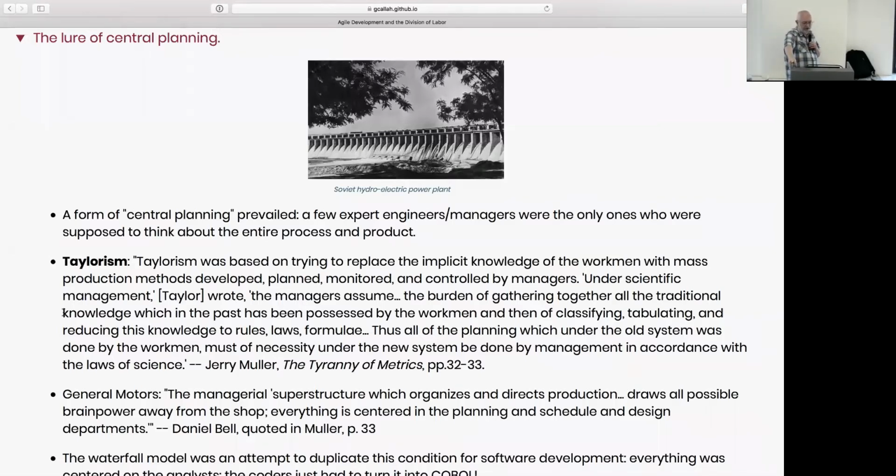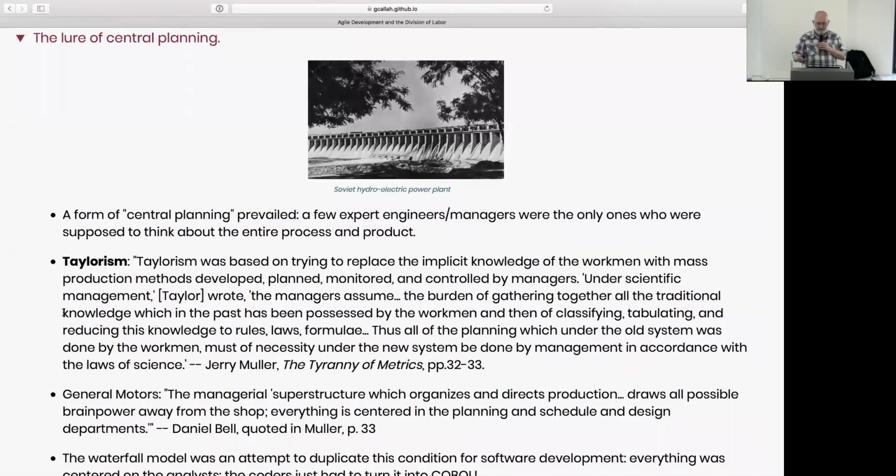Taylorism was very explicit about this. This was one of the early forms of scientific management. It was replacing the implicit knowledge of workmen with mass production methods, developed, planned, monitored, and controlled by managers.